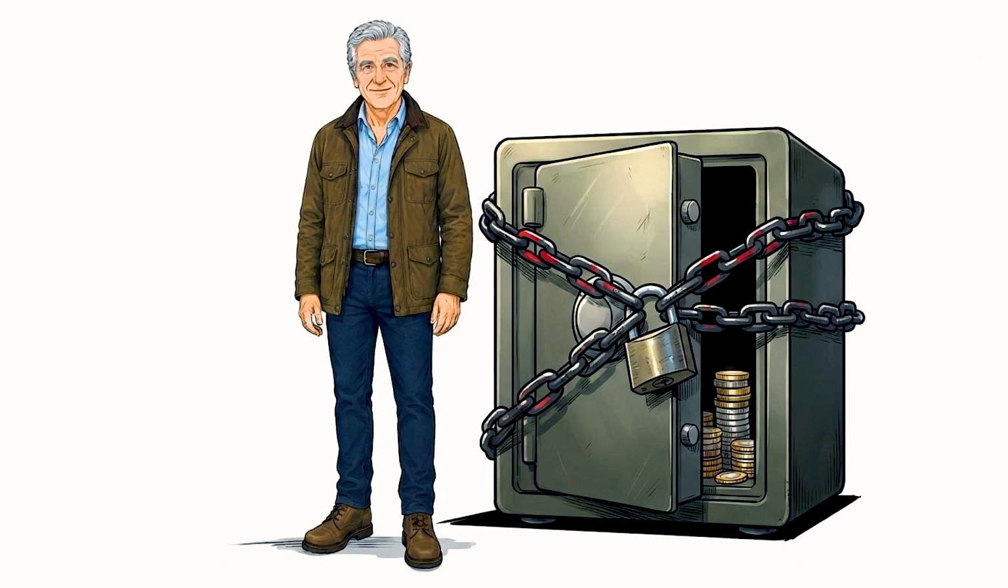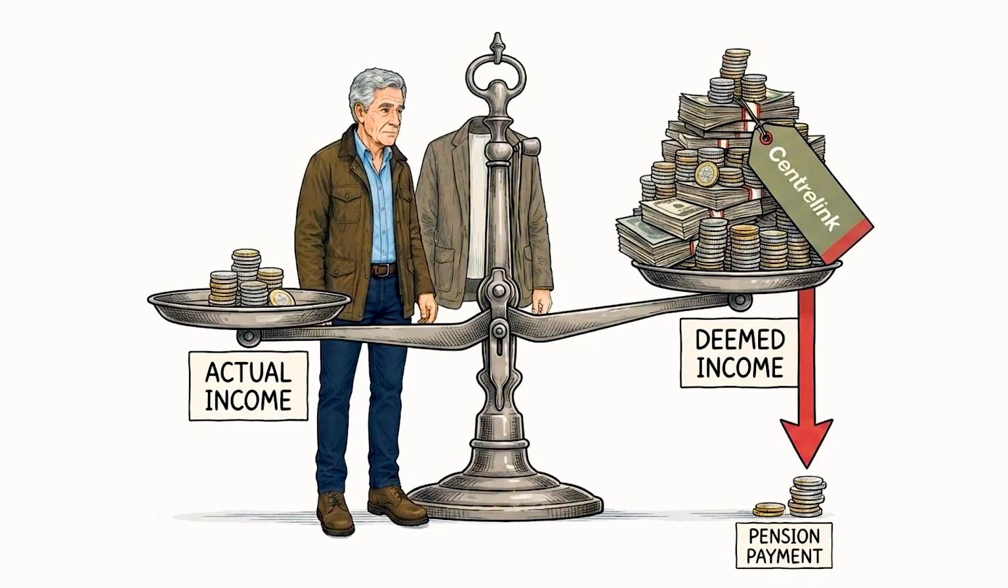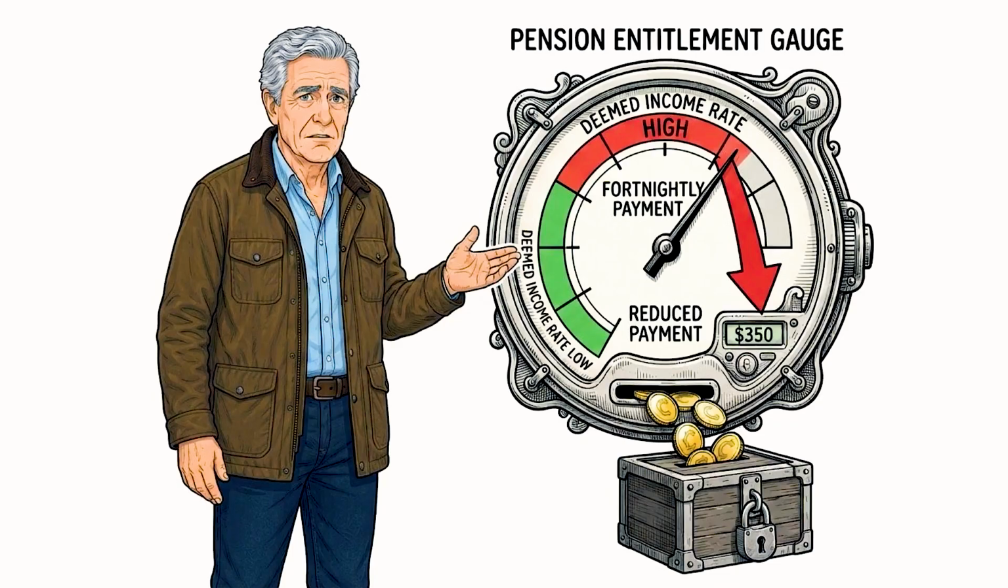Margaret didn't change anything. She didn't move her money. She didn't open a new account. She didn't withdraw a cent. The formula just assumed she was earning more than she was, and her pension was reduced on that basis. That is not a technicality. That is the system working exactly as designed, and it costs Margaret real money every fortnight, money she genuinely never received.